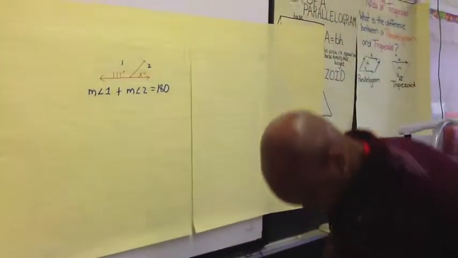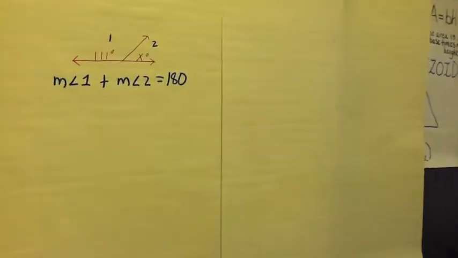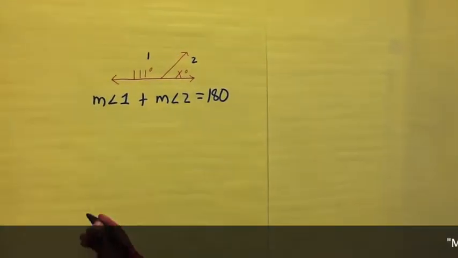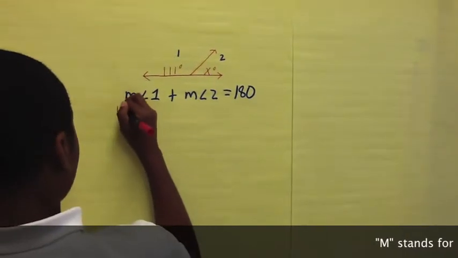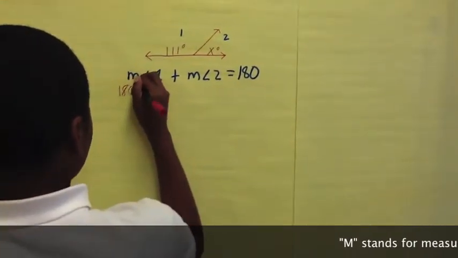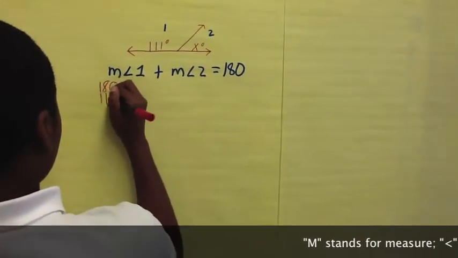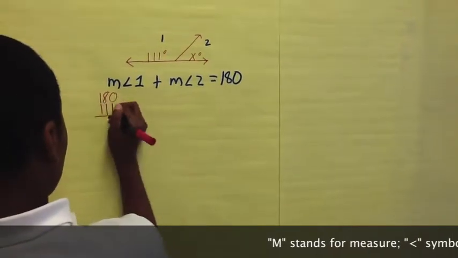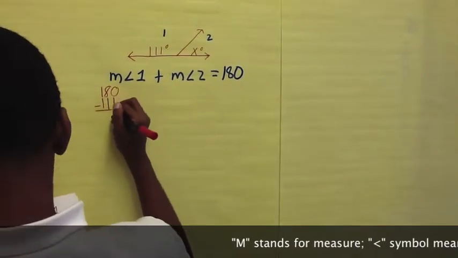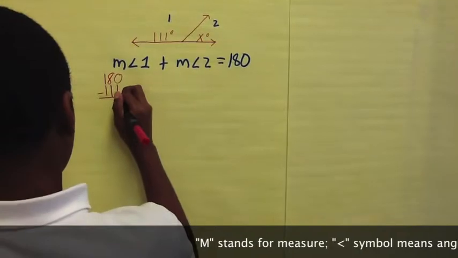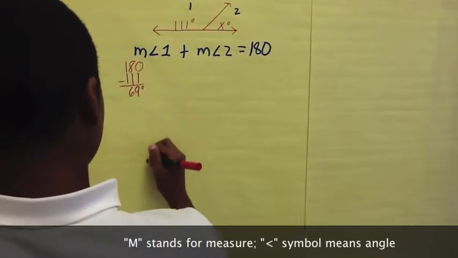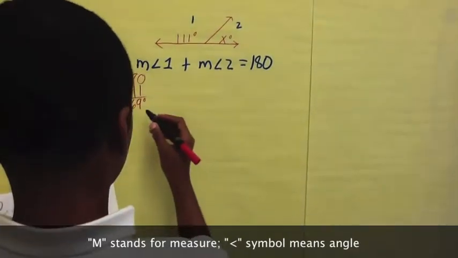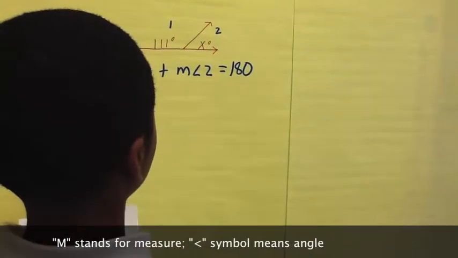Continue. Oh, since it's 180, you have to subtract 180 and 111, and it gives you 69 degrees, and 69 degrees equals x.